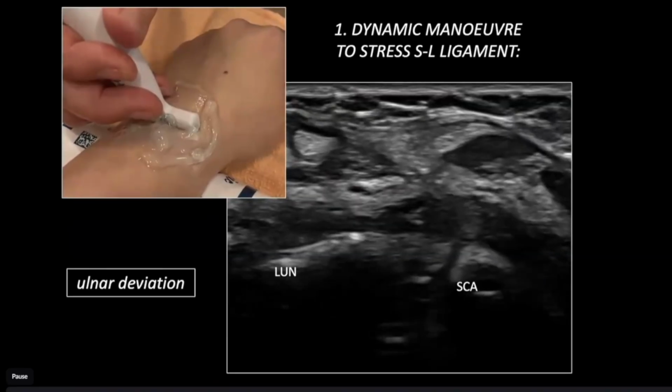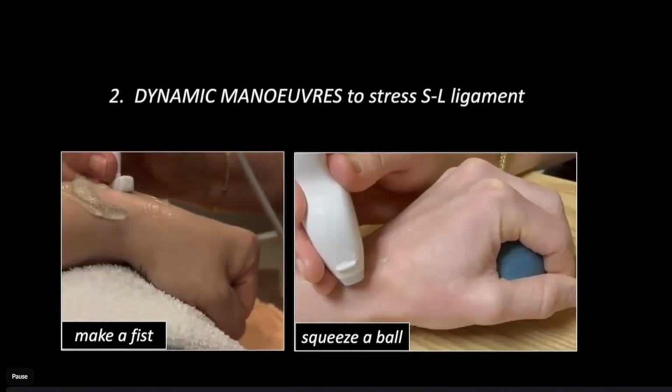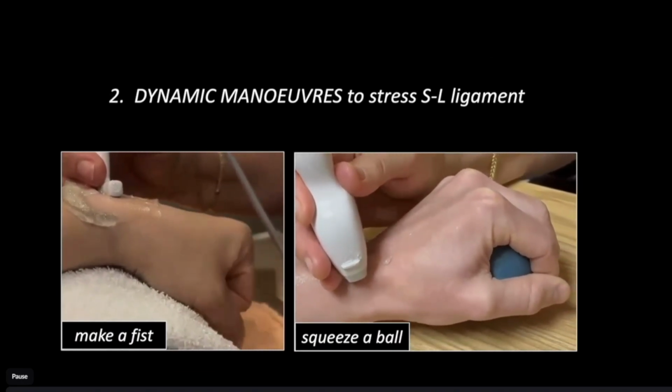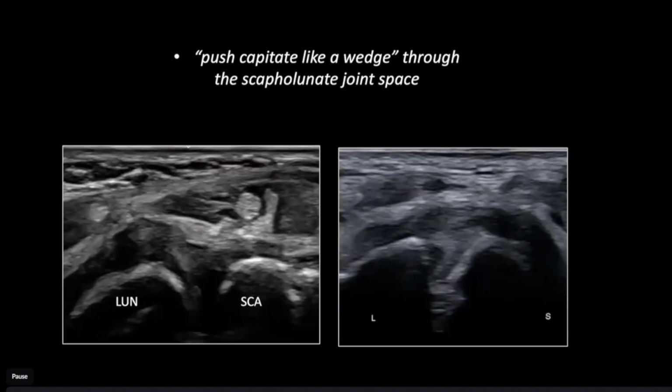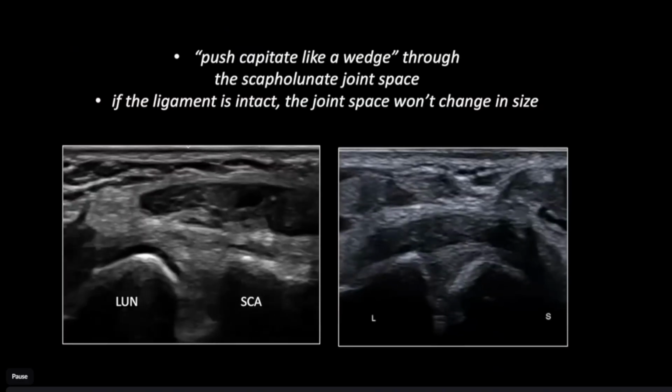One doesn't move at all. Or you can squeeze a ball or make a fist. The idea is going to push the capitate like a wedge through the scapholunate space when that ligament is torn. If the ligament's intact, the joint space won't change in size, and these ones didn't change.